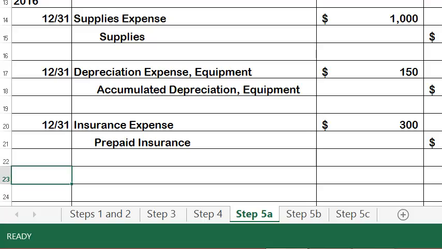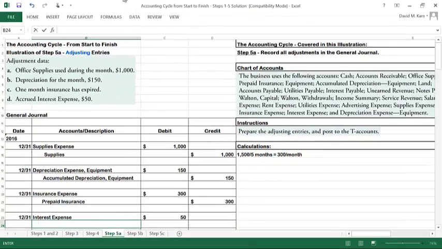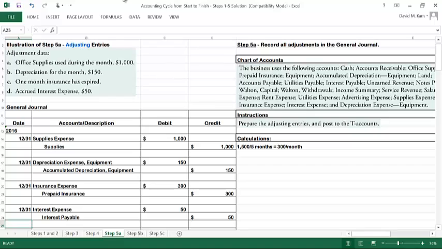Okay, then finally we get to our last one, accrued interest expense. Accrued interest expense means that we have incurred the expense, but we have not yet paid it, so we owe it. So on the final one in letter D, we have to debit and recognize our interest expense for $50, and we have to credit and recognize that we have interest payable because we owe that interest. So there you go. There's the 4 adjusting entries. That concludes step 5A.